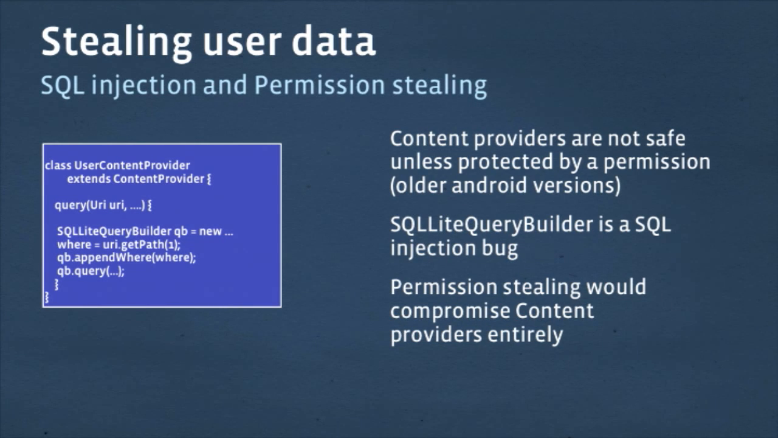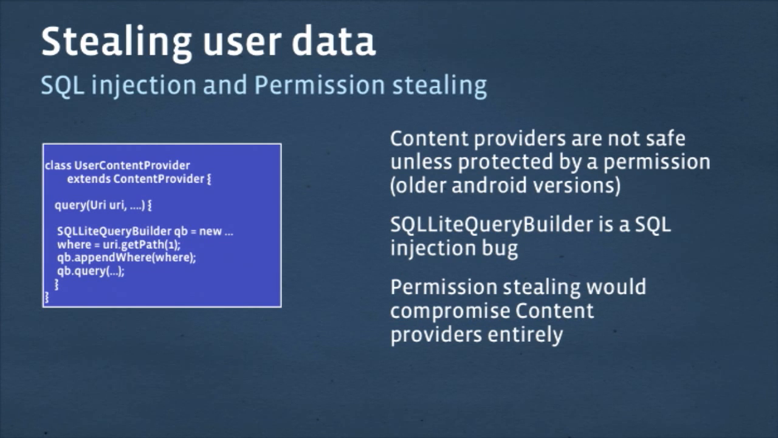What they do is they inherit from content provider, and then they implement this query method where they use a SQLite query builder abstraction to build a SQL query, and then they execute the query in the database. So content provider is the exact opposite of what we want in this safe by default framework, essentially. They're not protected unless, of course, you protect them by permission in the manifest. Great. So why is this bad?